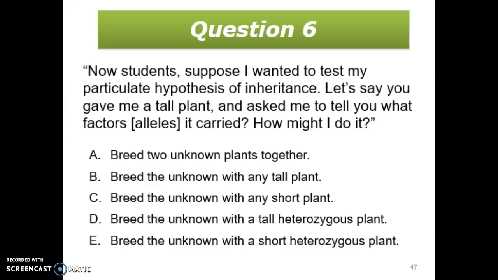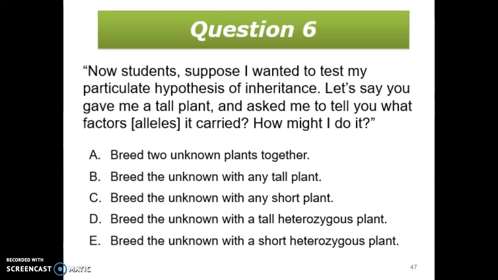Okay, now let's see if you can test your hypothesis of inheritance. The students say, if I give you a tall plant and ask you to tell me what factors or alleles it carried, in other words, what is the genotype of the plant? All you know about it is that it is tall. How would you go about determining what its genotype is? That means, what are the two alleles that contribute to its being tall?